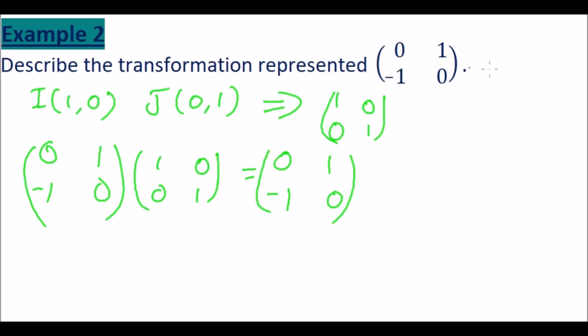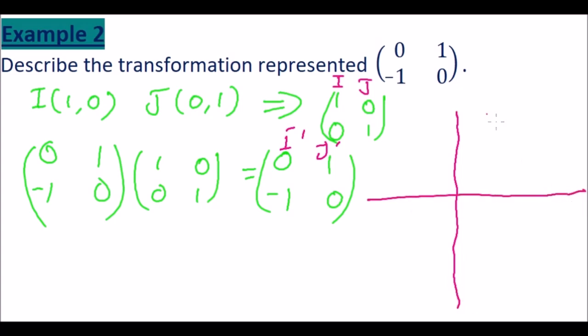So what this means is that since this is our I and this is our J, the image of I is (0, -1) and the image of J is (1, 0) as read from the matrix columns. So we can make a sketch here and say what has happened to our unit square. This is just a sketch, so don't worry about the straightness of the line.